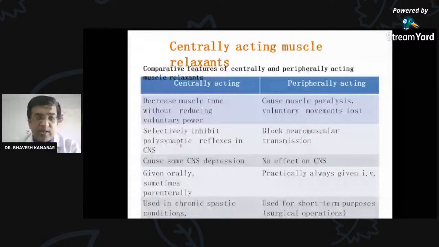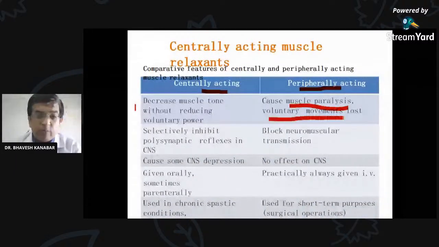Now the difference between centrally acting and peripherally acting skeletal muscle relaxants. The first difference: a centrally acting skeletal muscle relaxant decreases muscle tone without reducing voluntary power. It decreases muscle tone, but the voluntary power of the muscle is not reduced. Peripherally acting ones, as we have seen, cause muscle paralysis. As you know, whenever the term paralysis is used, voluntary movement is lost. So that is the first difference, voluntary movement.